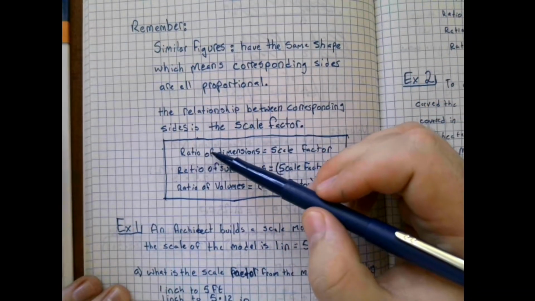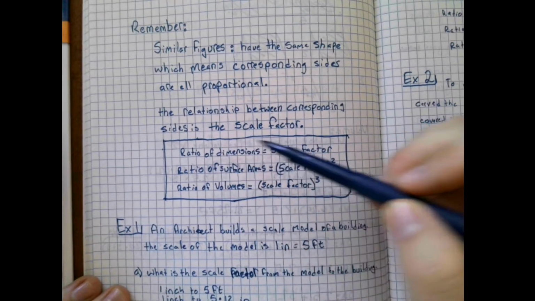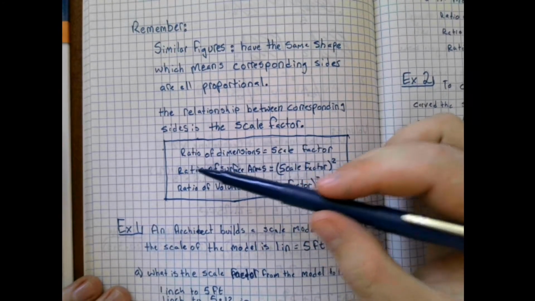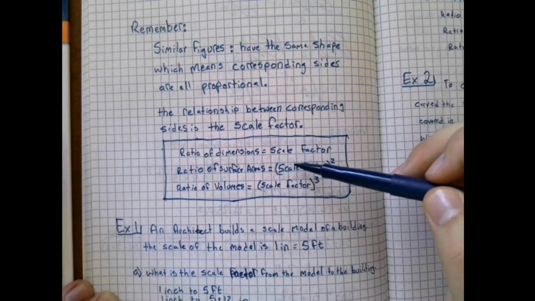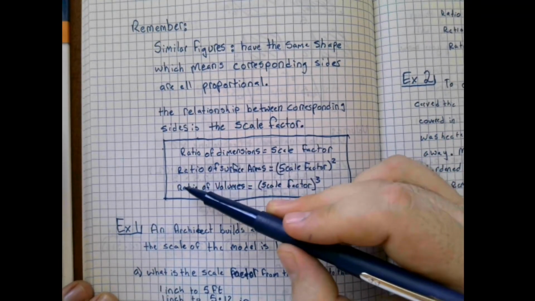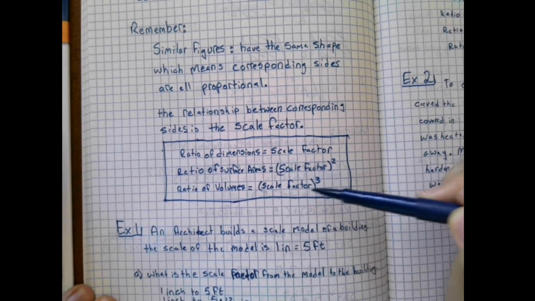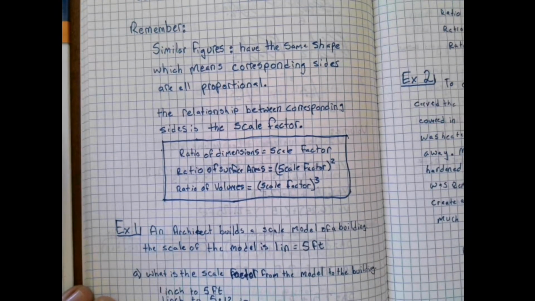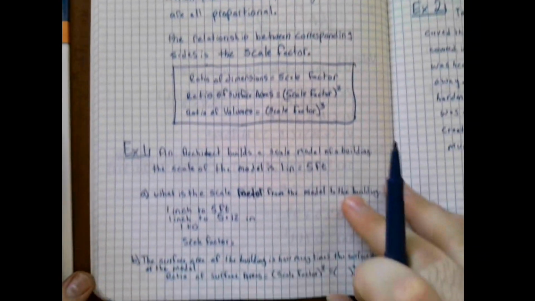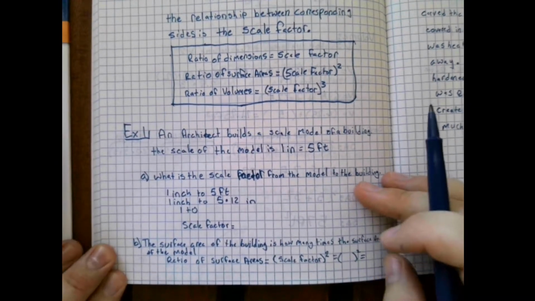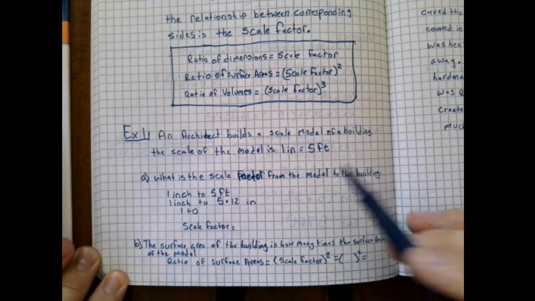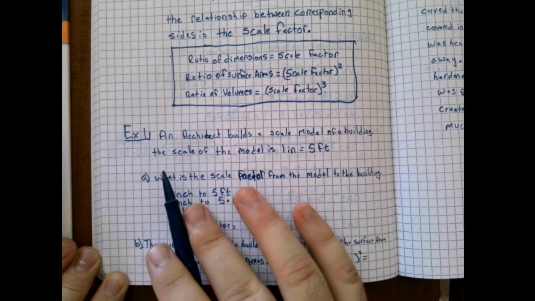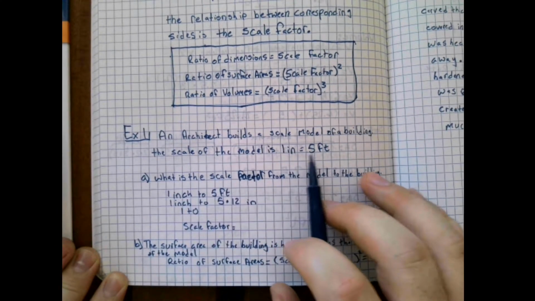Remember, the ratio of the dimensions, one side over the other, is the scale factor. The ratio of the surface areas is equal to the scale factor squared, and the ratio of the volumes will be equal to the scale factor cubed, or to the power of 3. So, example 1 says an architect builds a scale model of a building, and the scale of the model is 1 inch equals 5 feet.